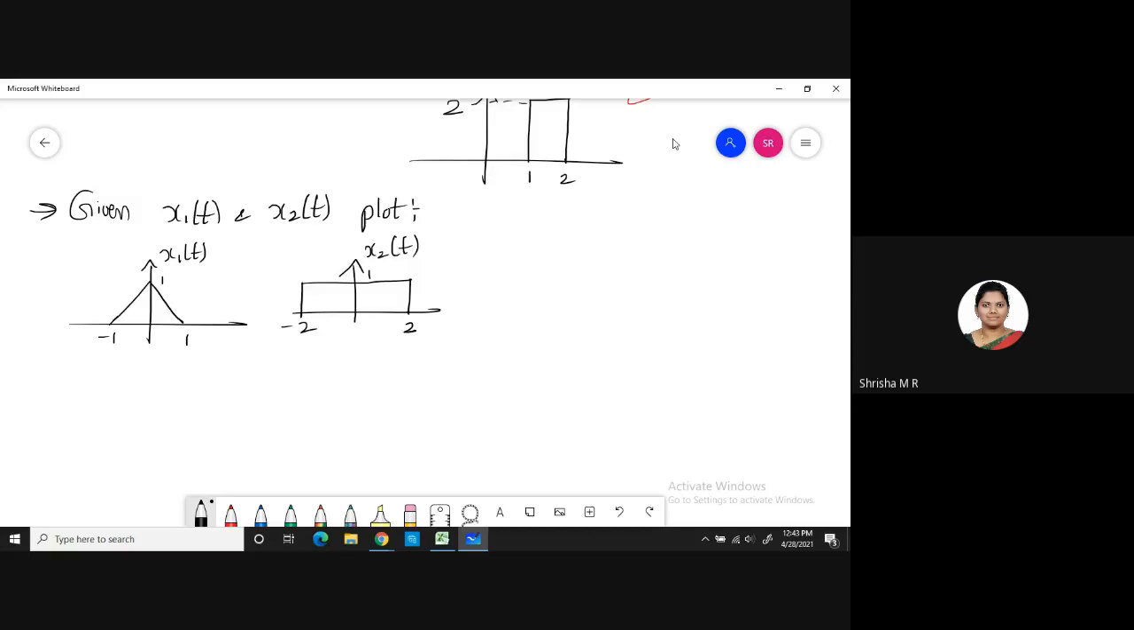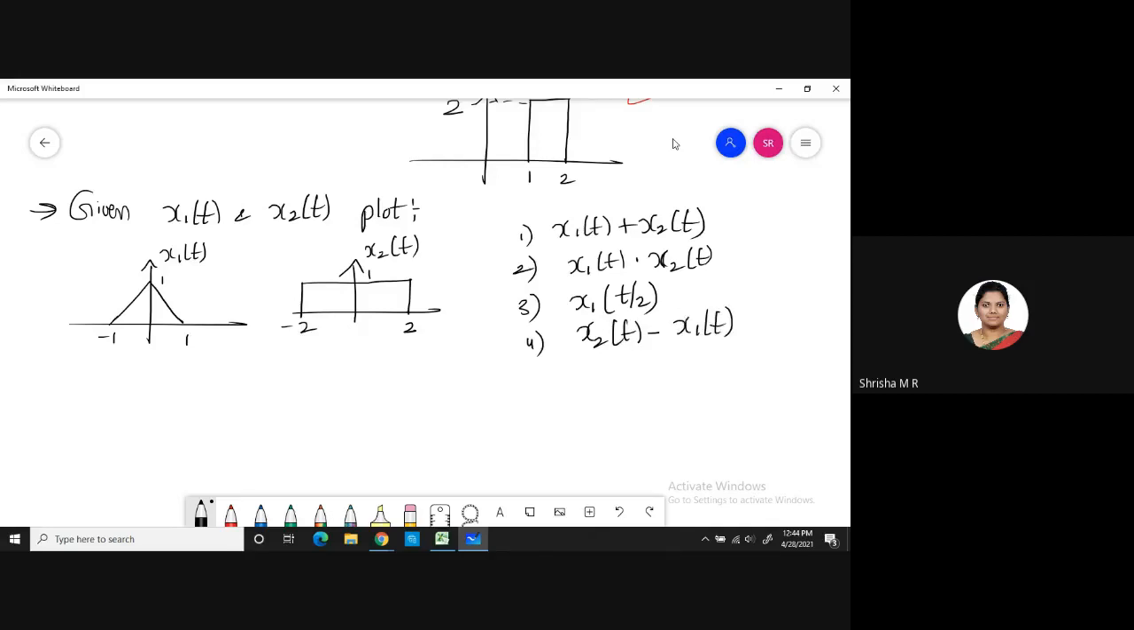So you have to plot x1 of t plus x2 of t, that is addition of signals. Then you have to plot x1 of t into x2 of t, multiplication of signals. Third, you have to plot x1 of t by 2. Then you have a subtraction, that is x2 of t minus x1 of t, you are subtracting x1 of t from x2 of t. Then you have x2 of 2t. So we have all the operations in this problem. You will get such problems only for your exams.